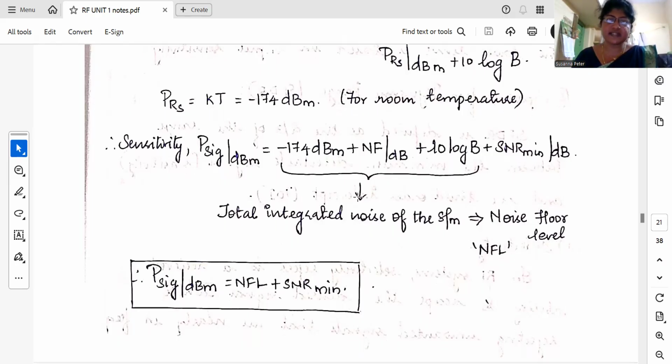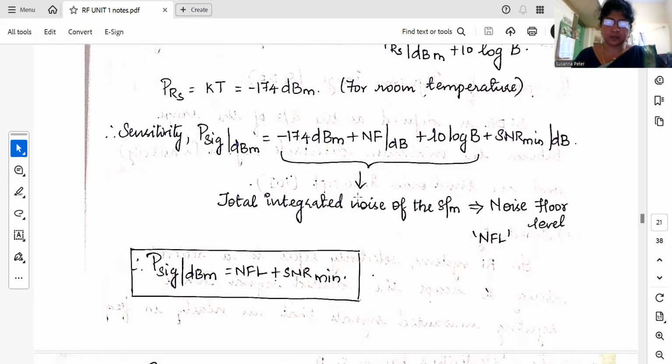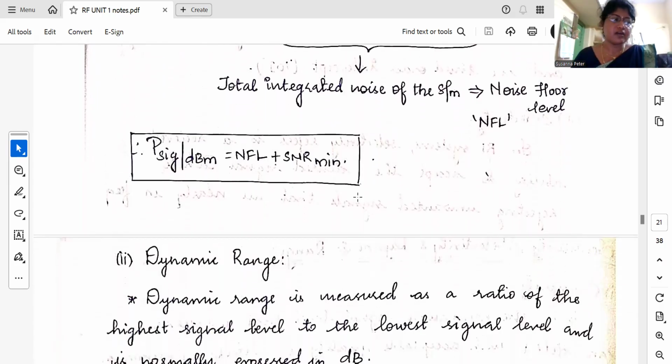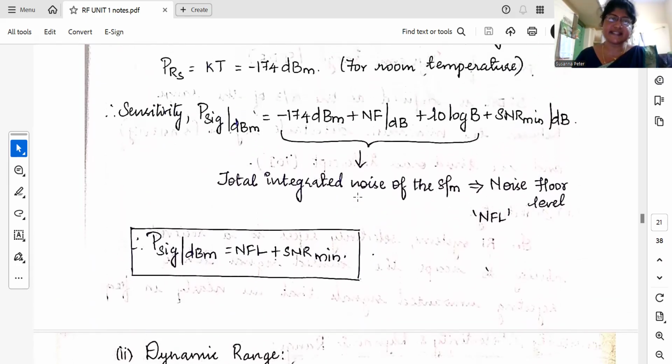So if we solve this: minus 174 dBm plus NF plus 10 log B plus SNR min, you get the sensitivity of the signal. Clear? Next, dynamic range. For sensitivity, you need to know what sensitivity is and the expression for sensitivity.